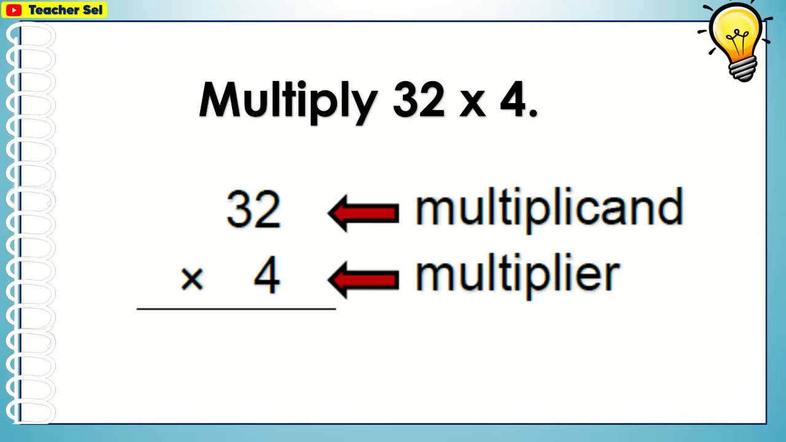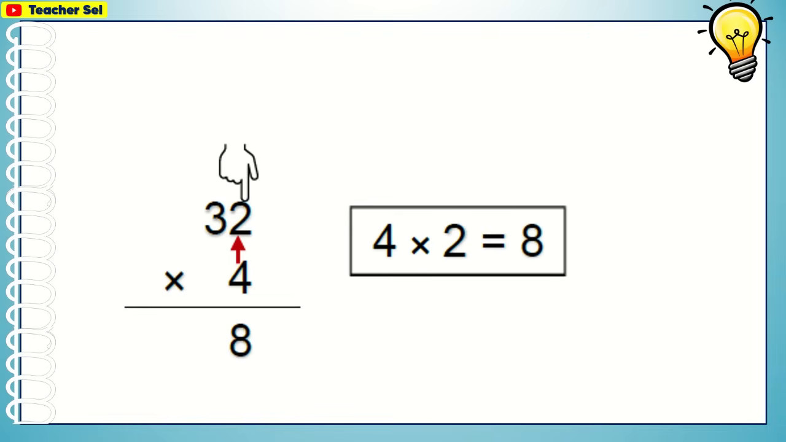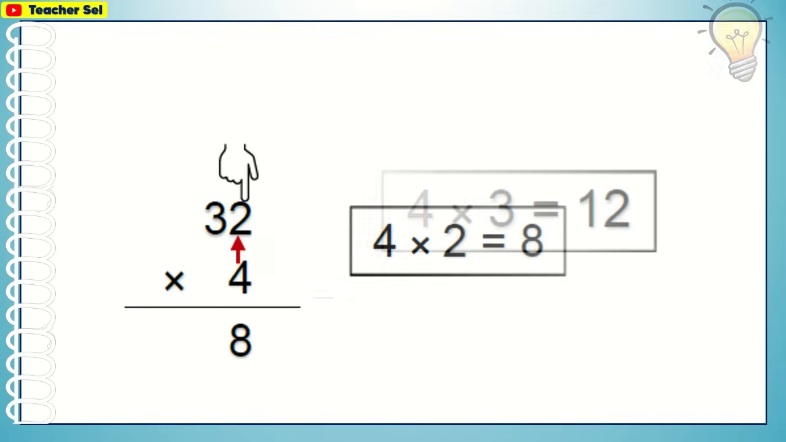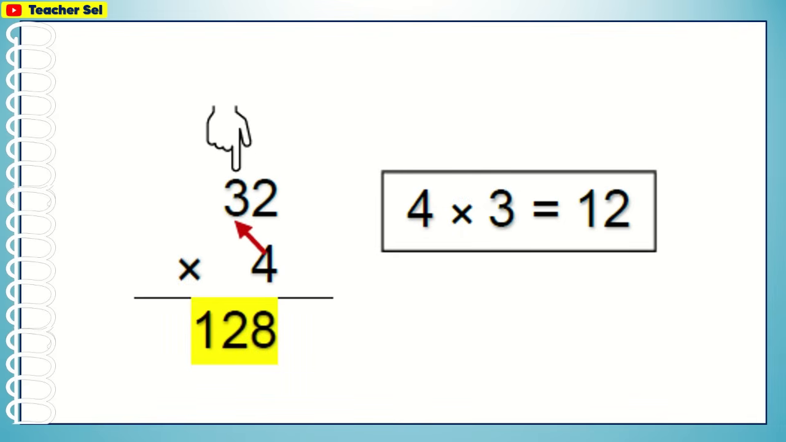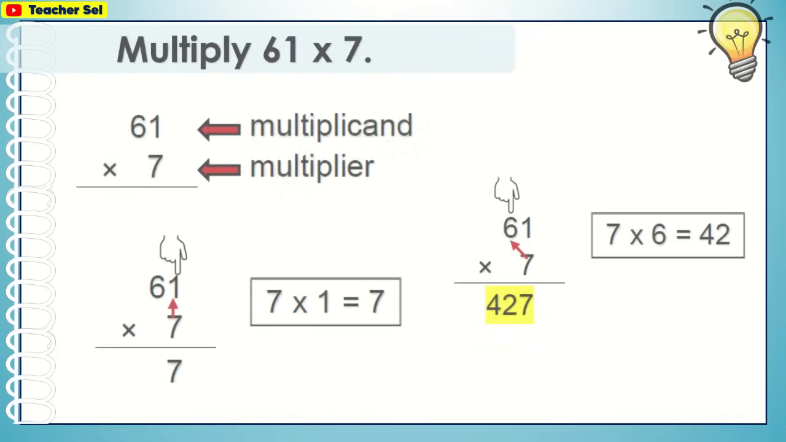Multiply 32 times 4. 4 times 2 equals 8. 4 times 3 equals 12. The answer is 128. Multiply 61 times 7. 7 times 1 equals 7. 7 times 6 equals 42. The answer is 427.